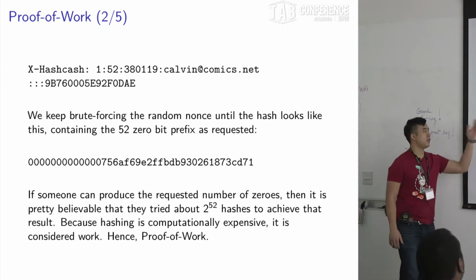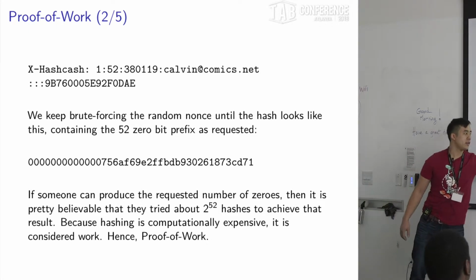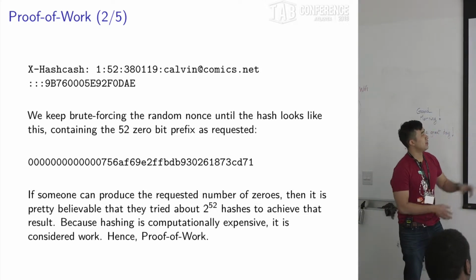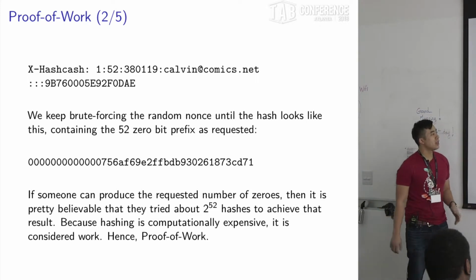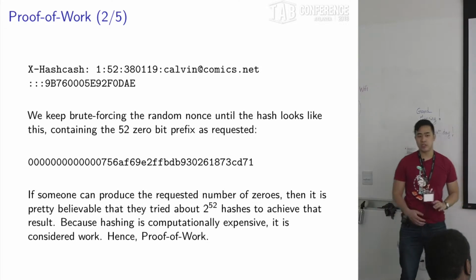So what is 52? Well, 52 means how many 0 bits you need in a prefix of this string-looking thing, and that's a hash. So basically what happens is this whole string keeps on getting hashed, and this is a value that's a random nonce.